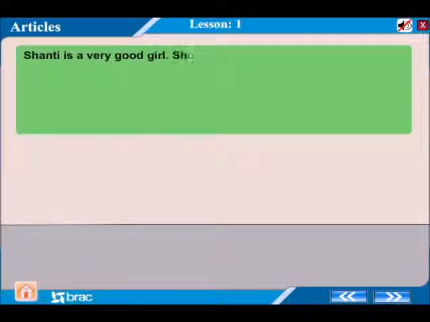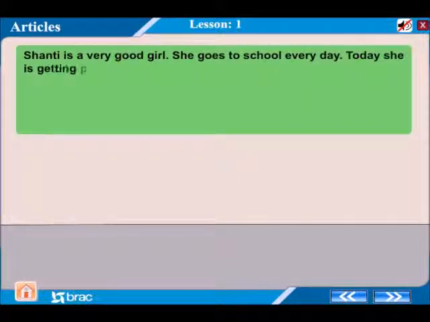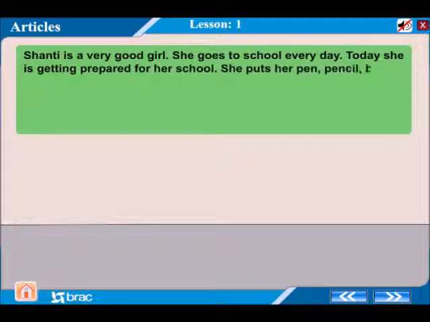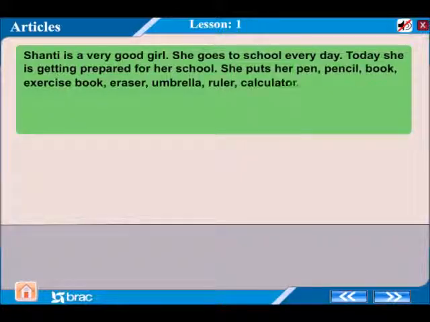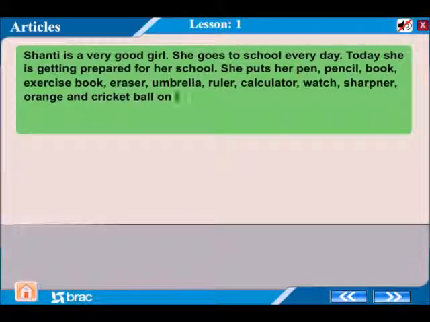Shanti is a very good girl. She goes to school every day. Today she is getting prepared for her school. She puts her pen, pencil, book, exercise book, eraser, umbrella, ruler, calculator, watch, sharpener, orange, and cricket ball on her reading table. Look at her table.